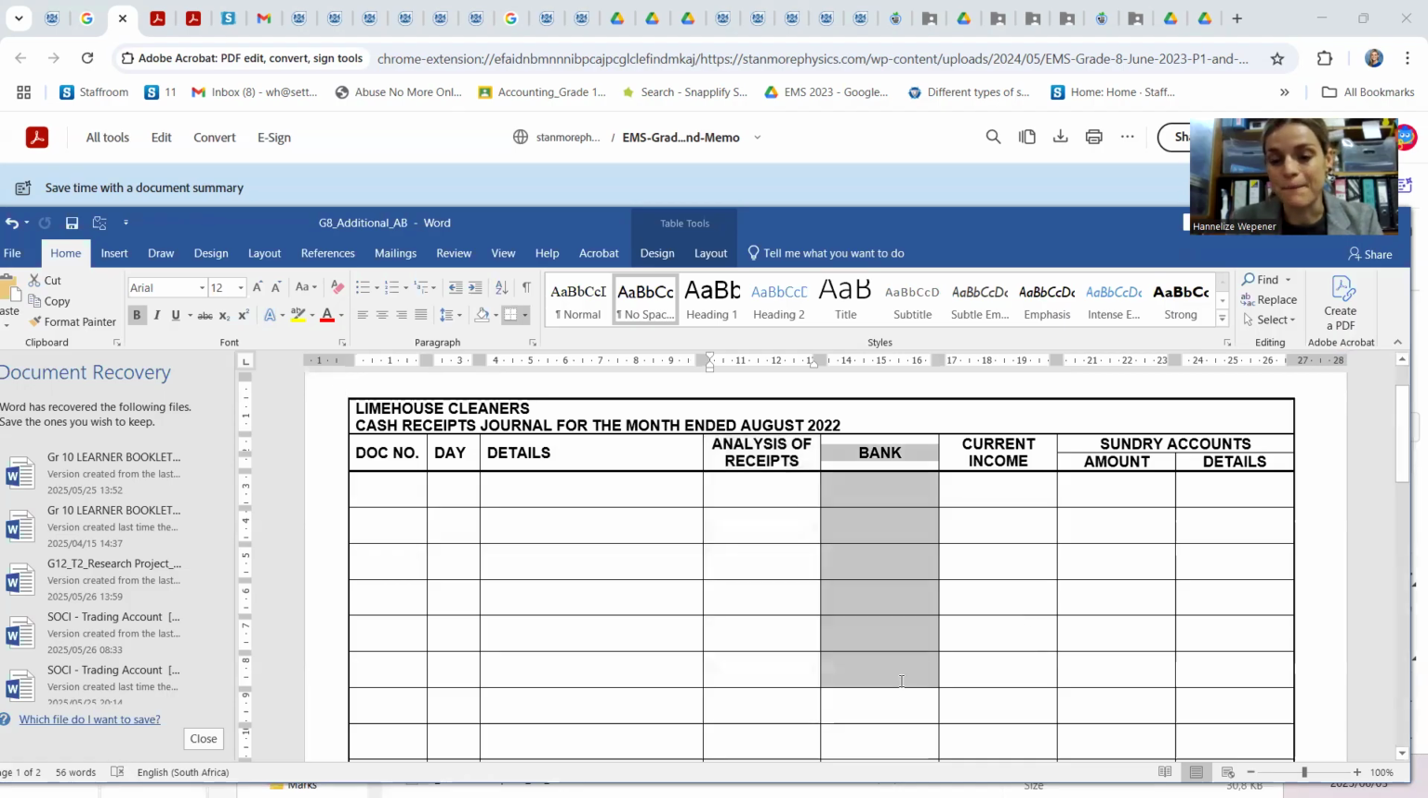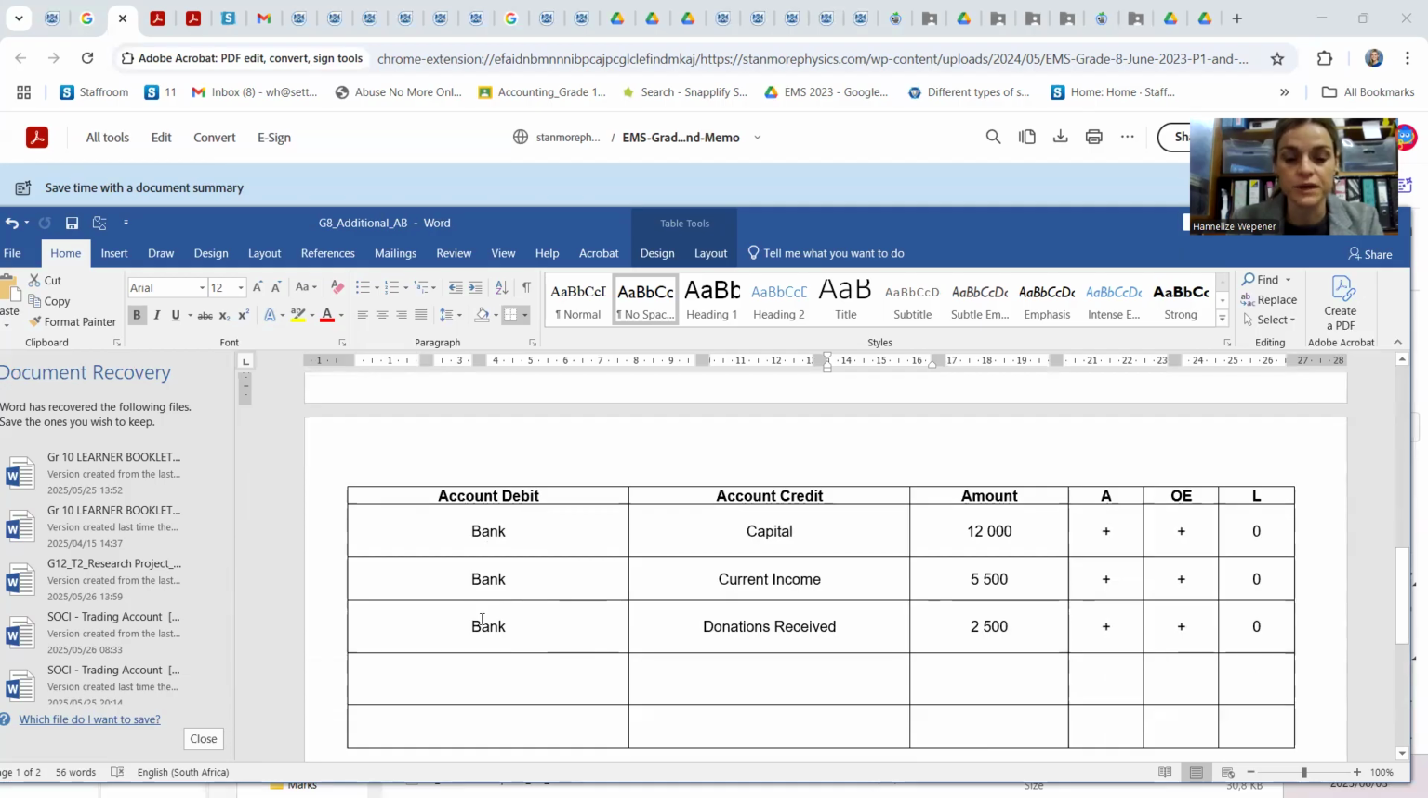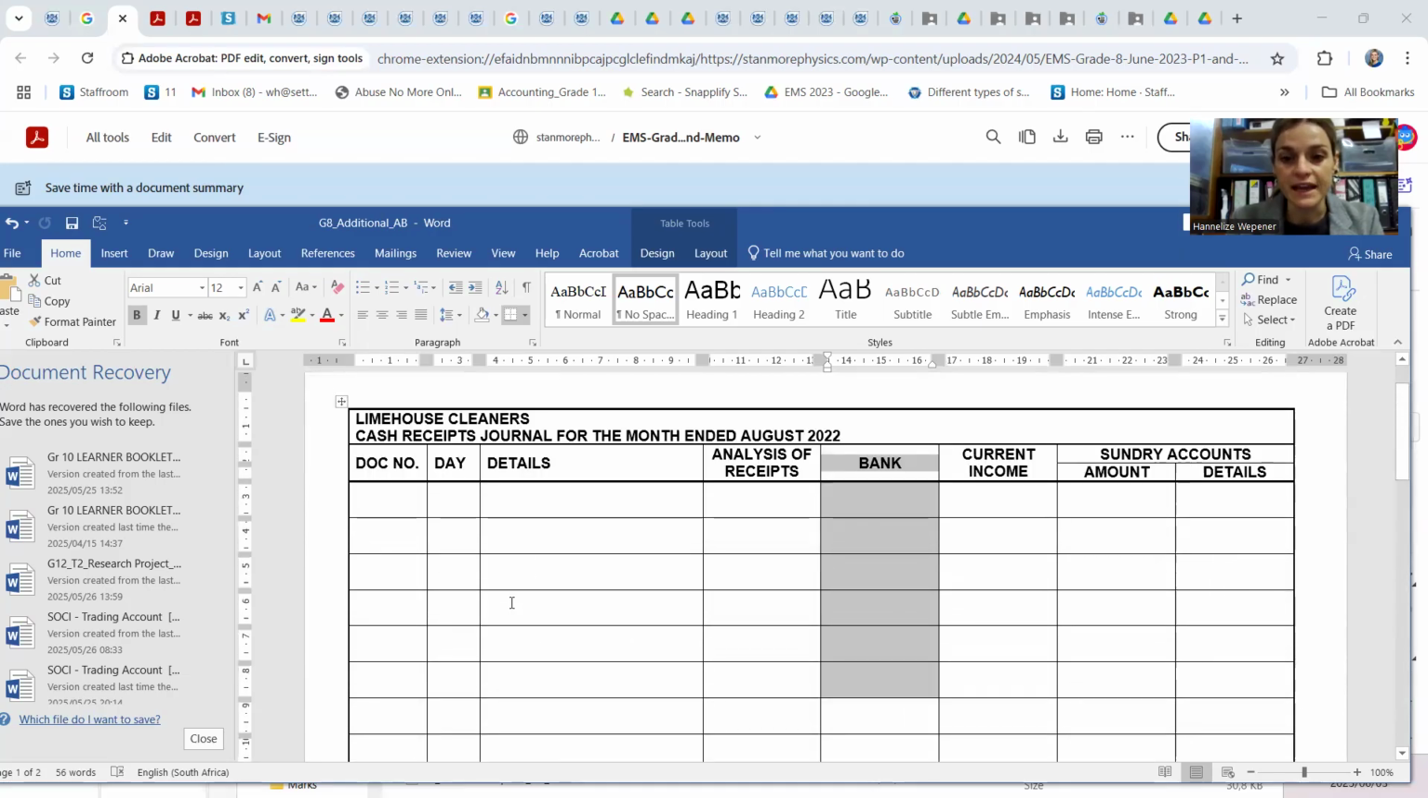All cash receipts must go to bank because you need to indicate that you received the money. Remember when we did the accounting equation? We said whenever we received money, it must go to bank. Then you're going to indicate why you received the money. So current income may only be used if you receive the income for services rendered. If you received it for any other reason, it's going to go to sundry accounts, and you are going to indicate why you received the amount.